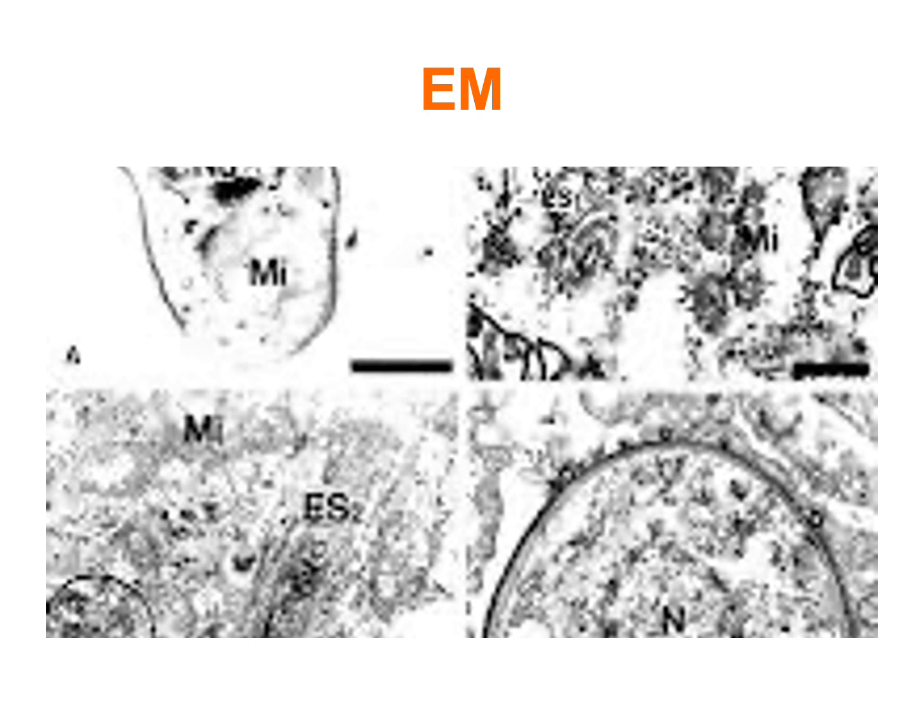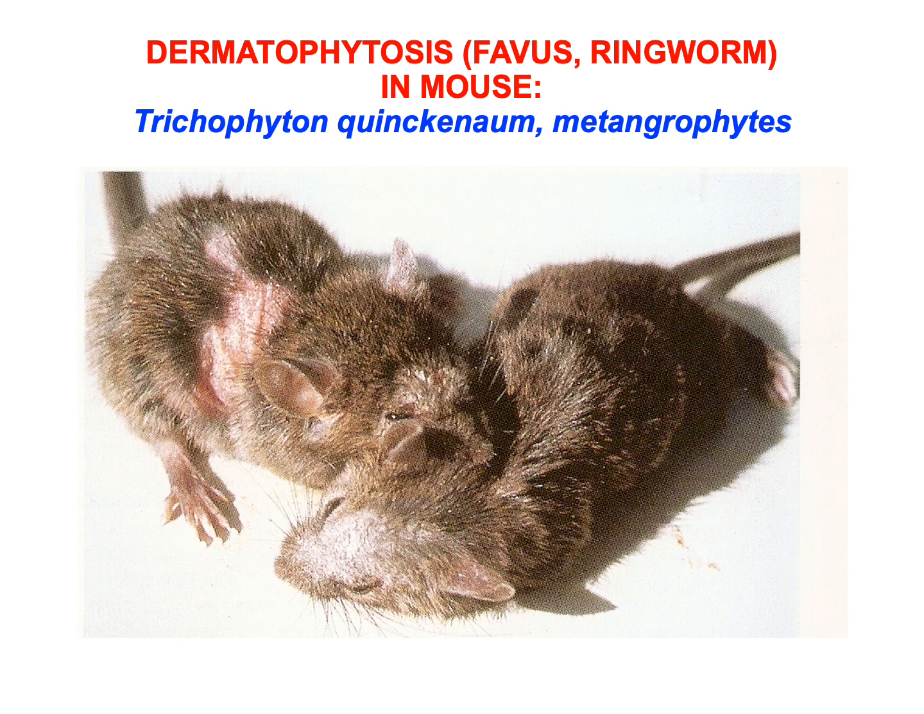And we move to the parasites. The parasites will start with the ectoparasites. First we see dermatophytosis, or favus, or ringworm in mouse. This is a fungal infection caused by Trichophyton quinckeanum and Trichophyton mentagrophytes.